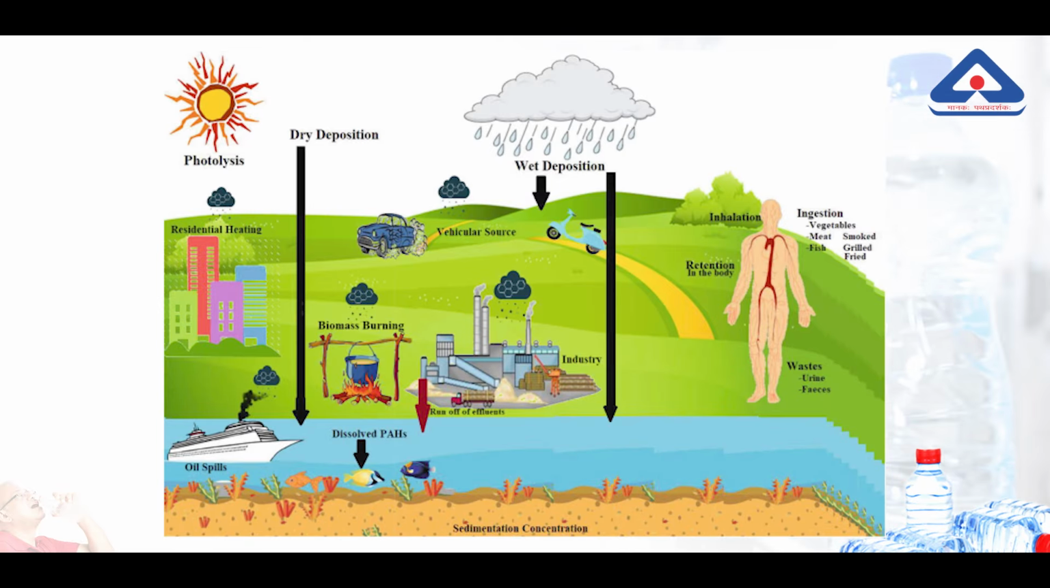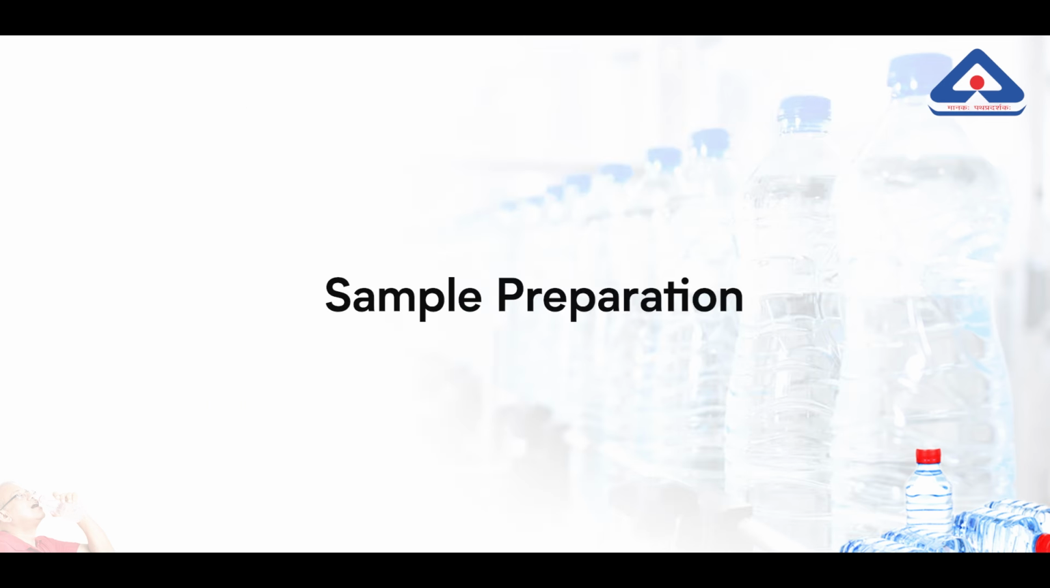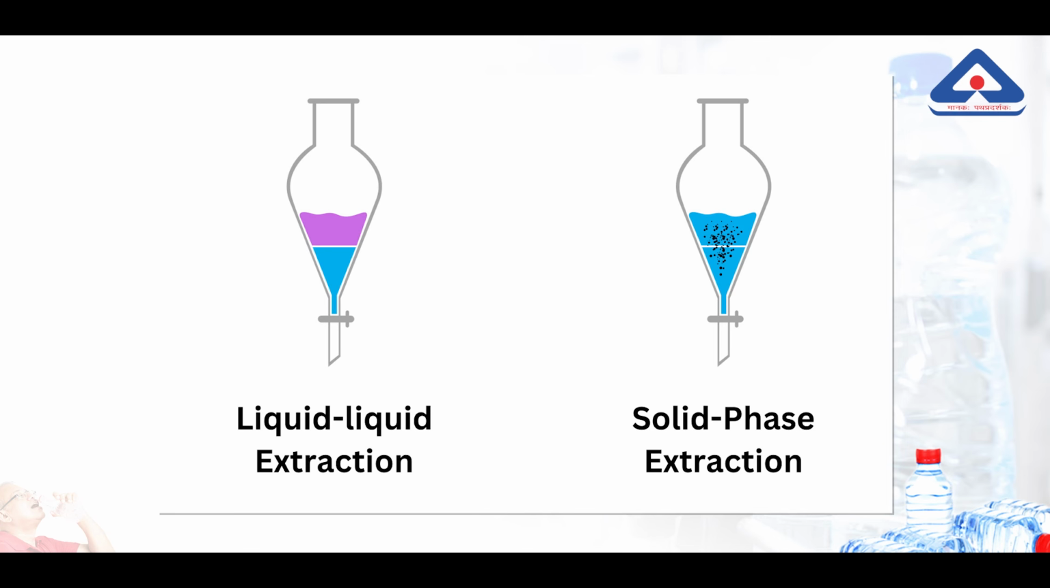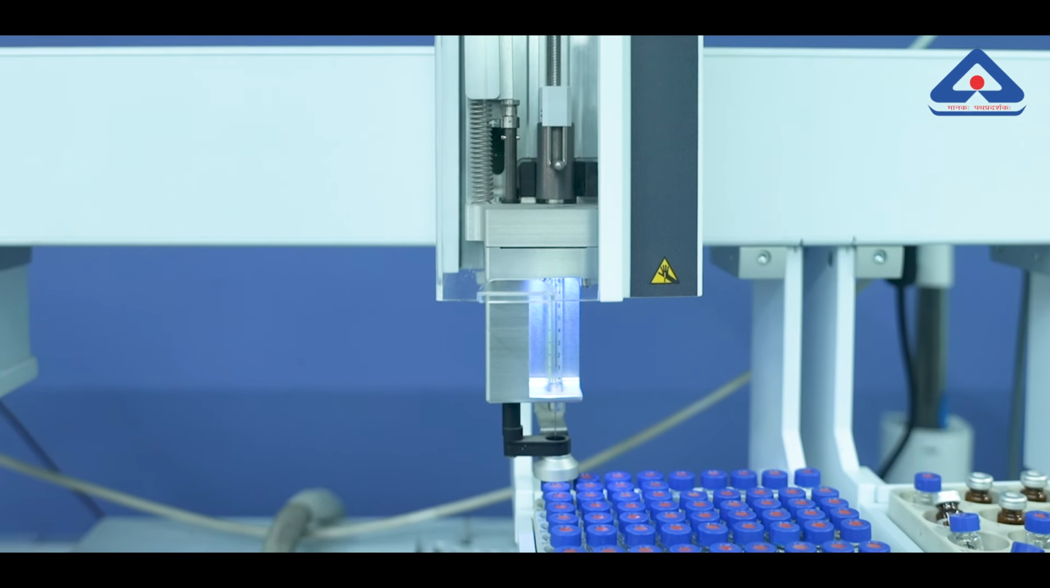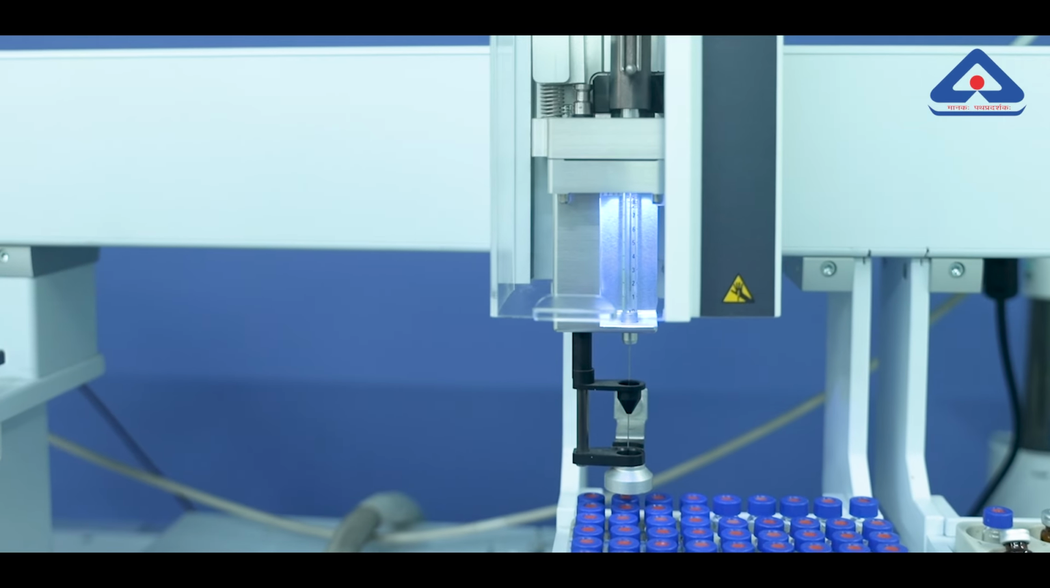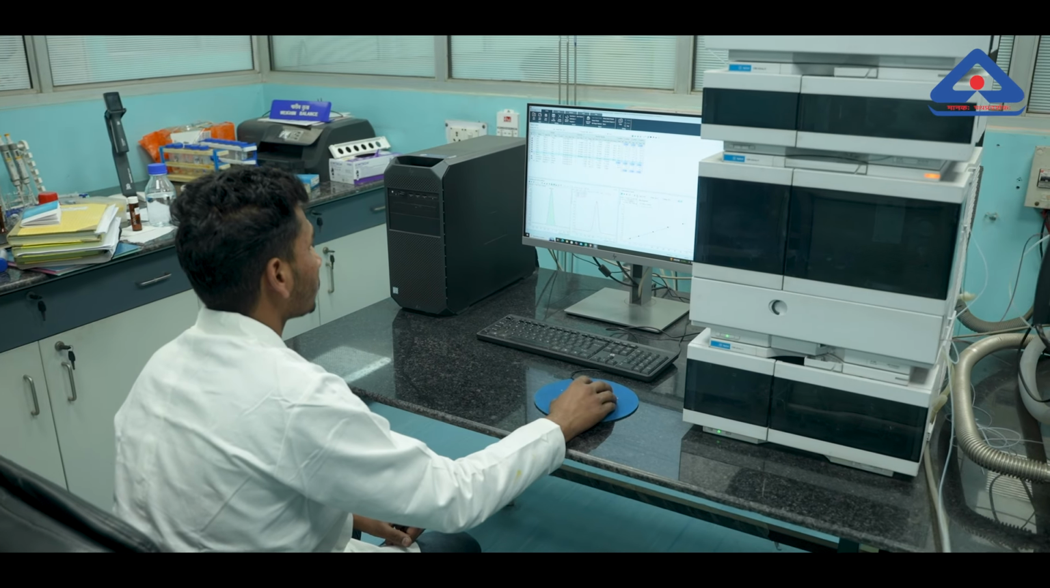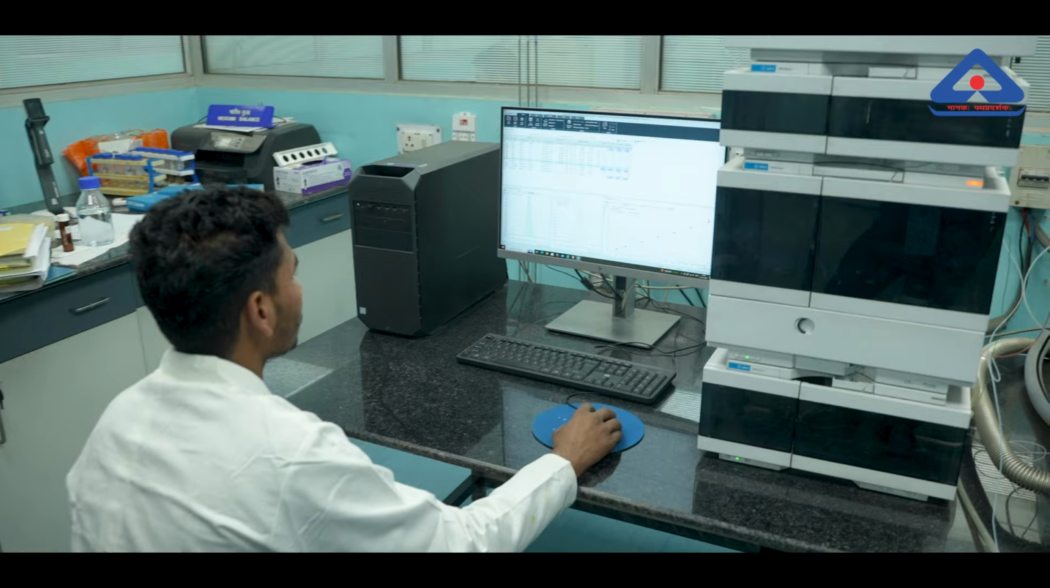Let's now look at how pesticide residues, polychlorinated biphenyls, PCBs, and polycyclic aromatic hydrocarbons, PAHs, are tested. Before analysis, contaminants are extracted from water using liquid-liquid extraction or solid-phase extraction. These techniques are commonly used for pesticides, PCBs, and PAHs. Their purpose is to concentrate the contaminants for precise analysis.